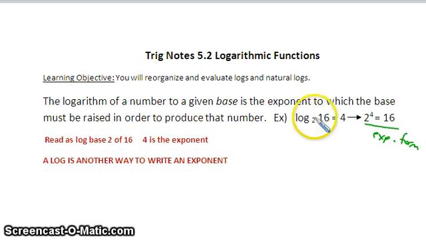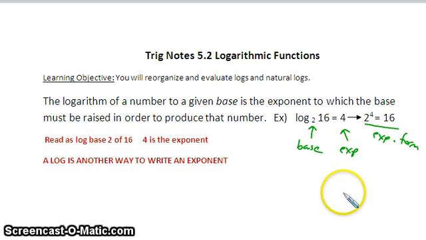As you look at the log here, as we read it, we said log base 2, so 2 is the base. So this smaller number that we write as a subscript is always the base. Whatever our log is equal to, in this case 4, is always the exponent. And the other number that you have left over was really your answer in exponential form. 2 raised to the 4th power gives you 16.